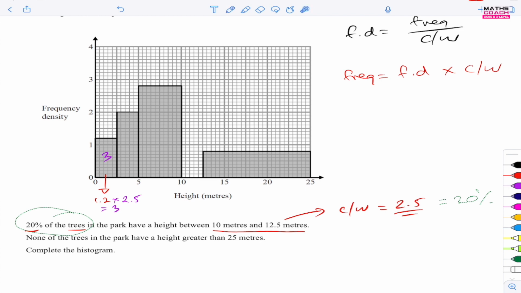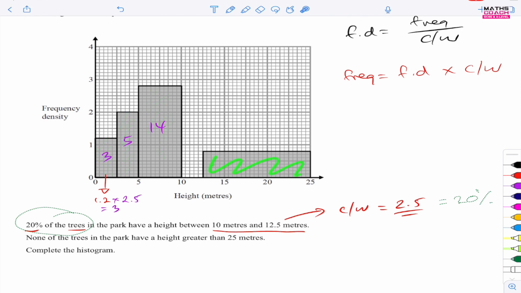And we can do that for the rest of them. So the frequency density here is 2, and the class width is also 2.5, just like before. So we're going to do 2 times 2.5, and that gives us 5. So that's going to be 5 right there. Next, we have a frequency density of 2.8 times by the class width, which is 5 this time. So 2.8 times by 5, and that gives us 14. So this bar here is equal to 14. This bar here is equal to 5. This bar here is equal to 3.